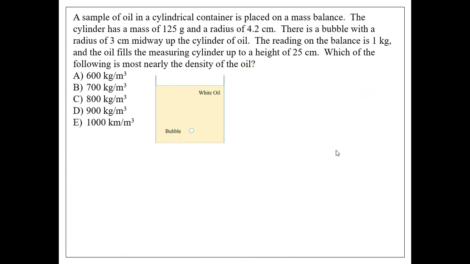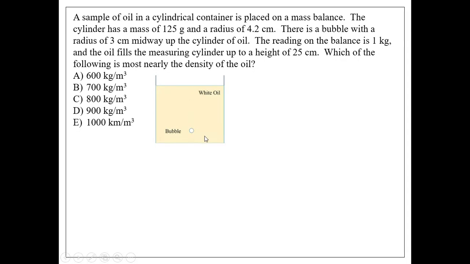All right, let's do this next one. Here's a multiple choice one. It says a sample of oil in a cylindrical container is placed on a mass balance. It says the cylinder has a mass of 125 grams. So just the cylinder itself, the empty cylinder, has a mass of 125 grams, and the cylinder itself has a radius of 4.2 centimeters. Okay, and it says there's a bubble of radius 3 centimeters midway up.